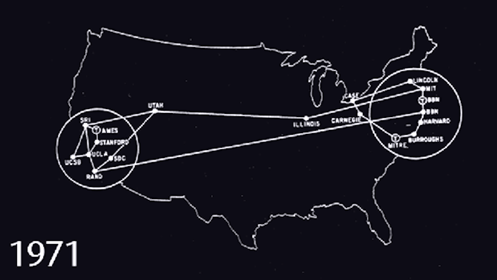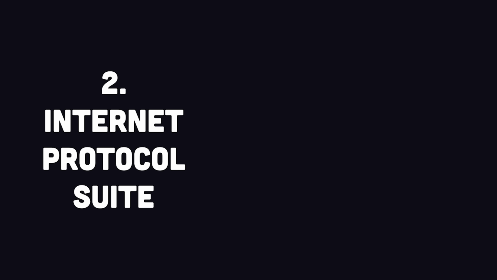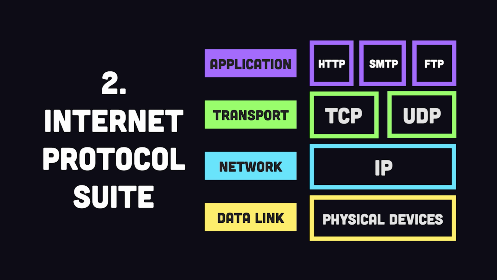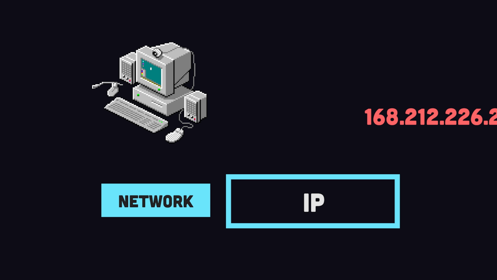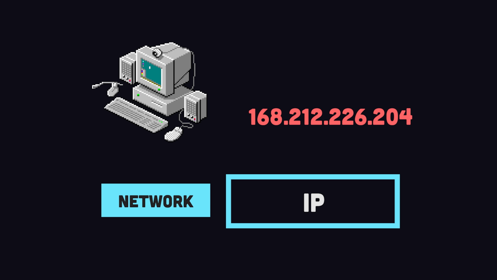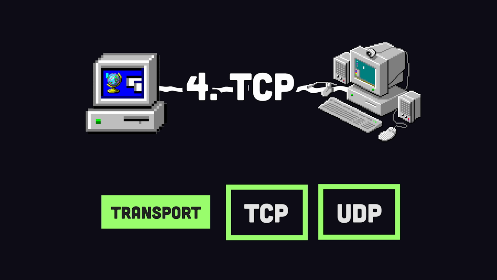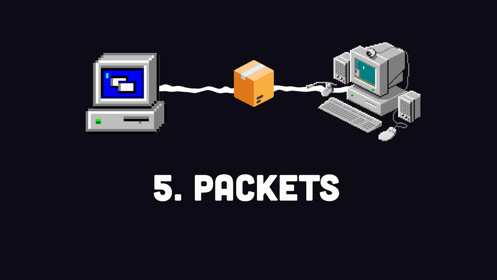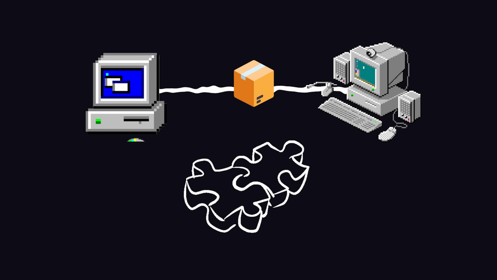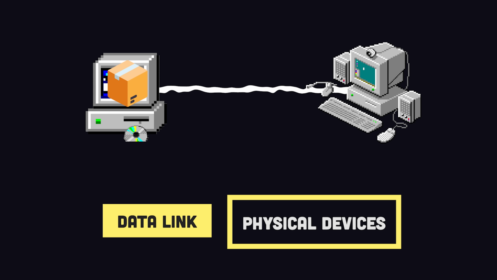It was officially born on January 1st, 1983, thanks to the establishment of the Internet Protocol Suite, which standardized the way these computers communicate. The Internet Protocol is used to identify different computers on the network by assigning each one of them a unique IP address. These computers can then send data back and forth with the Transmission Control Protocol. It breaks data into a bunch of small packets, kind of like puzzle pieces, then sends them through a bunch of physical components like fiber optic cables and modems before they're put back together by the receiving computer.